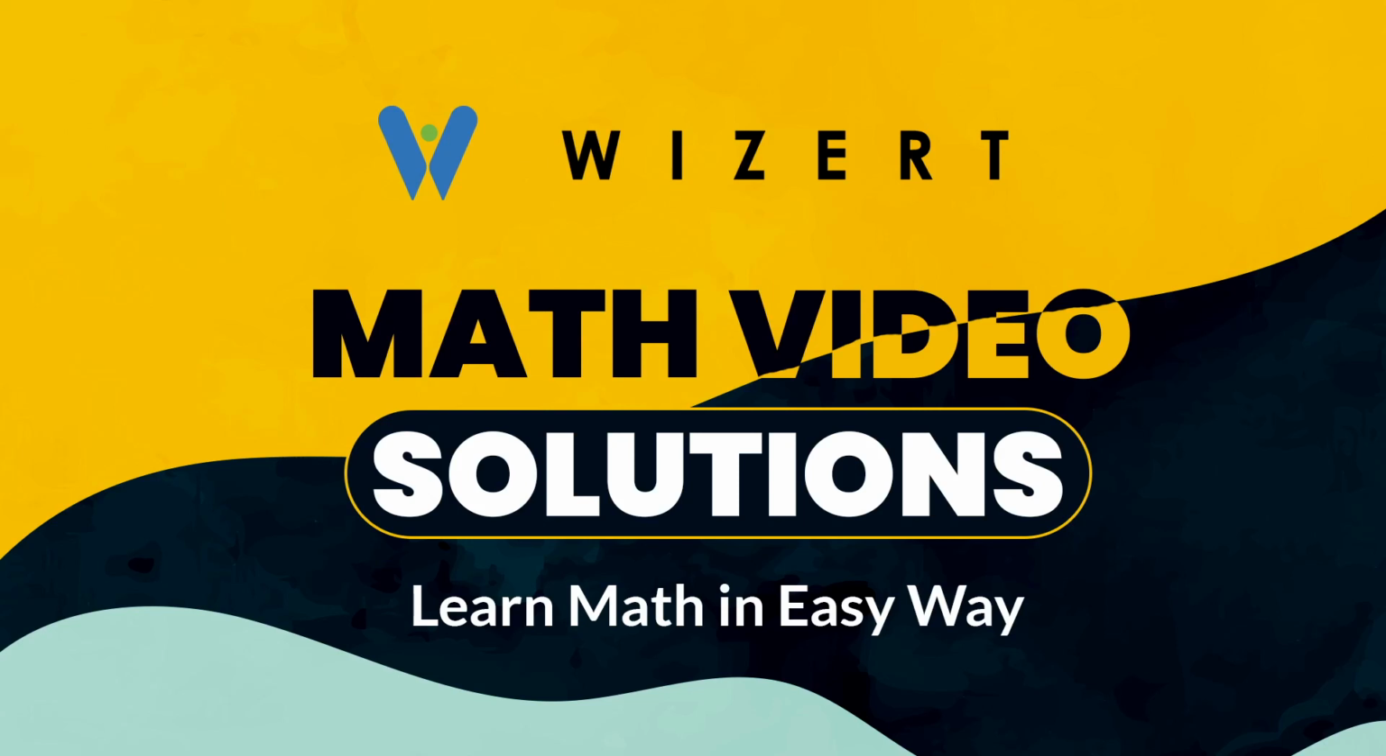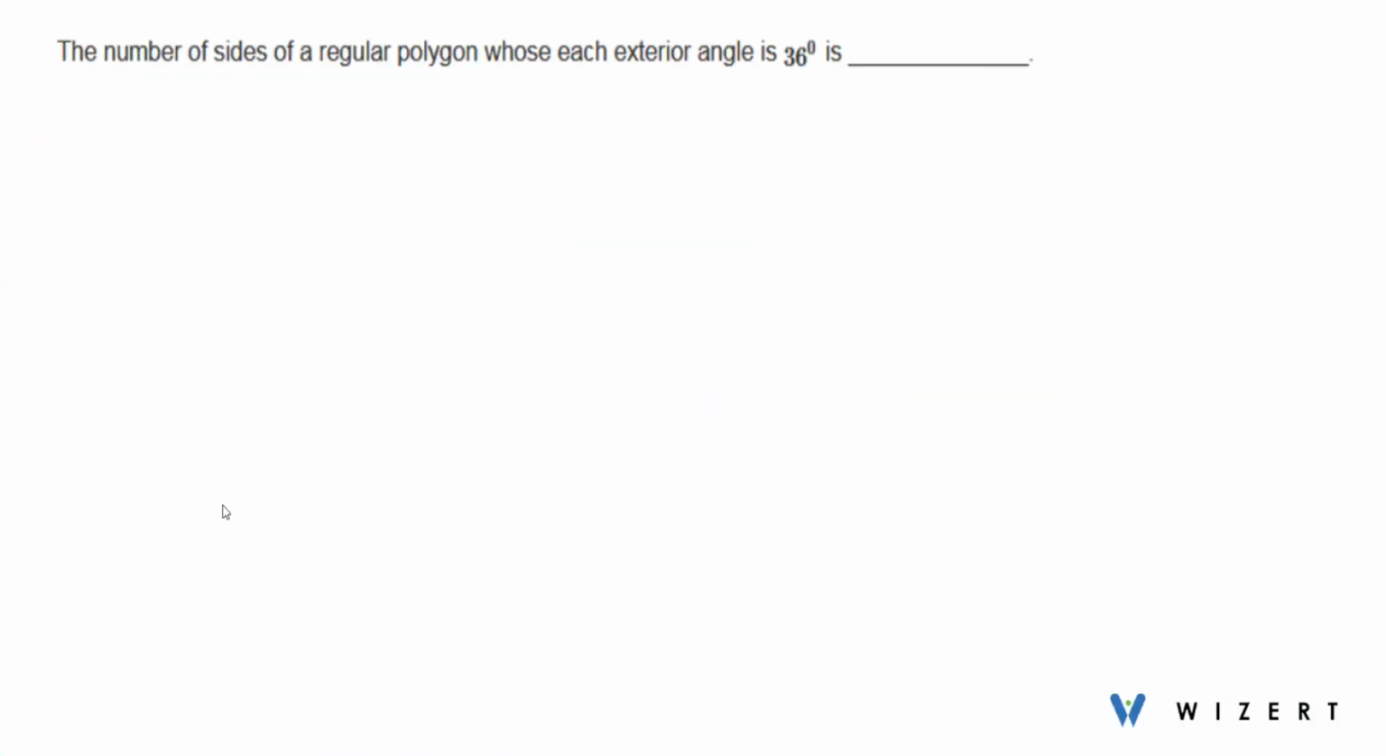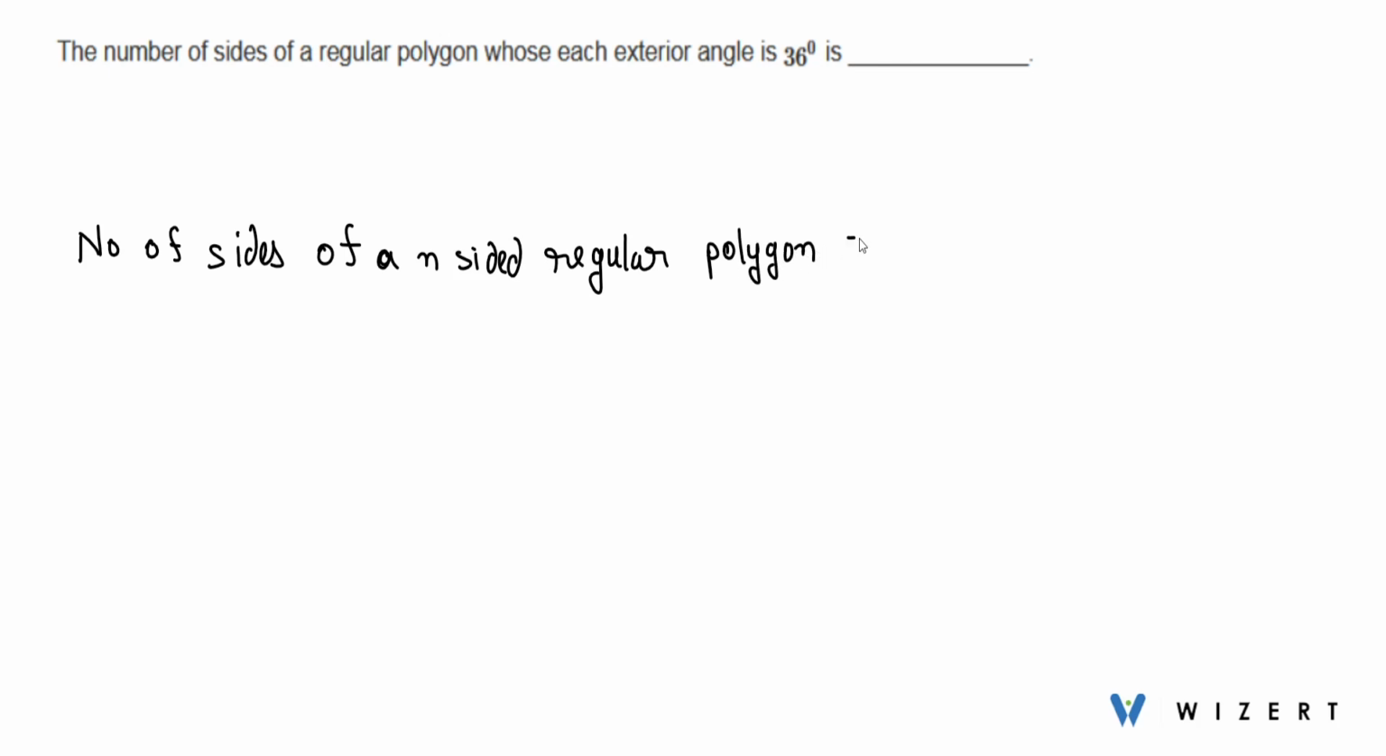So let's begin. According to the question, we have to find the number of sides of a regular polygon when the exterior angle is equal to 36 degrees. So the number of sides of an n-sided regular polygon is given by the formula 360 degrees upon the measure of each exterior angle.